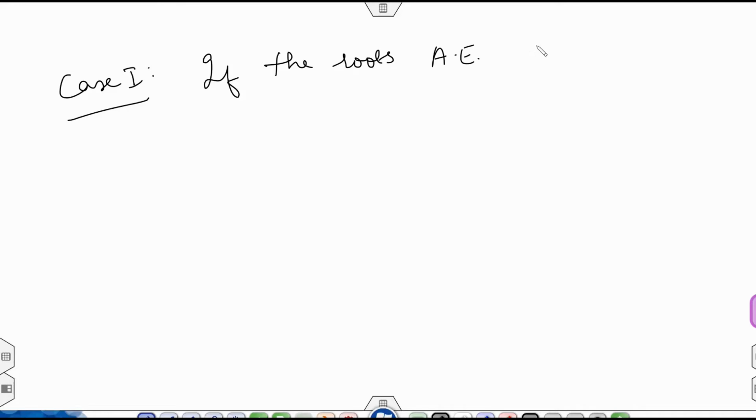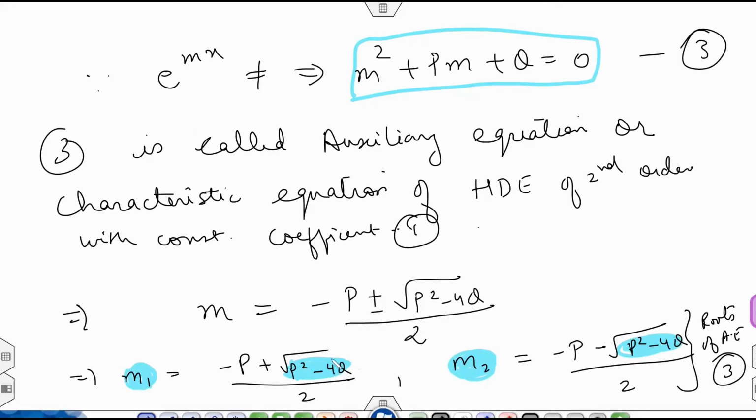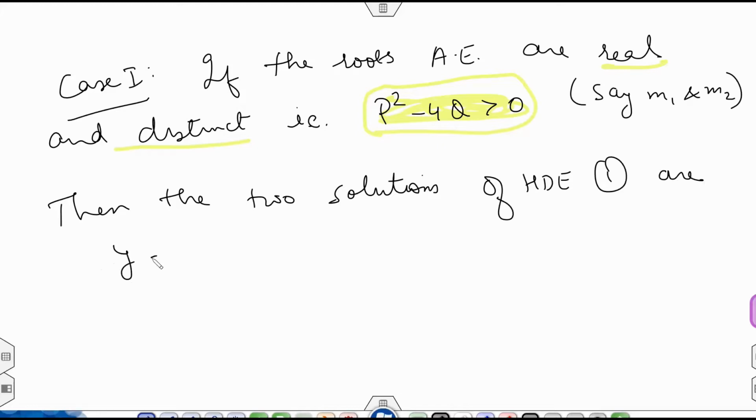The first case is if the roots of the auxiliary equation, which I'll write as A in short form, are real and distinct, that is, p square minus 4q is greater than 0. Say the roots are m1 and m2, because if this is greater than 0, you can clearly observe that you will get two different values of m1 and m2. So if this portion is greater than 0, then we have real and distinct roots. In that case, the solutions of our homogeneous differential equation 1 will be y1 equal to e to the power m1x and y2 equal to e to the power m2x.